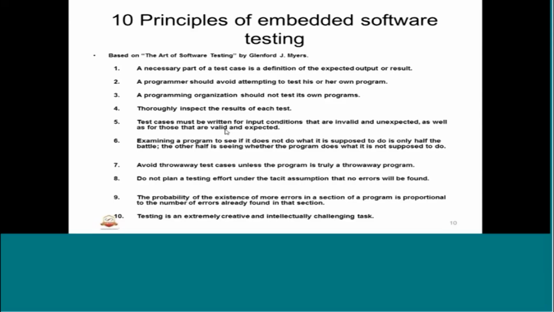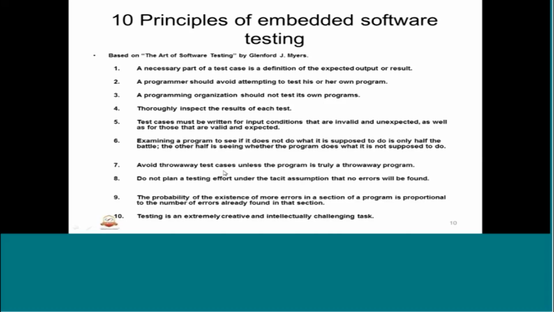Examining a program to see if it does what it is supposed to do is only half the battle. The other half is seeing whether the program does what it is not supposed to do. So both of them are very important. First we check what it is supposed to do. The example is a telephone instrument: what it is supposed to do, and what it is not supposed to do when something is not required or not specified in the specification.